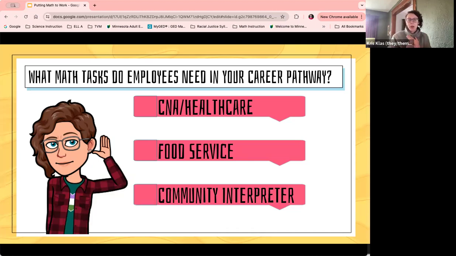Has anybody done a job shadow? Or maybe even interviewing some of the people who work in an environment to figure out what math tasks they need to do or need to know?